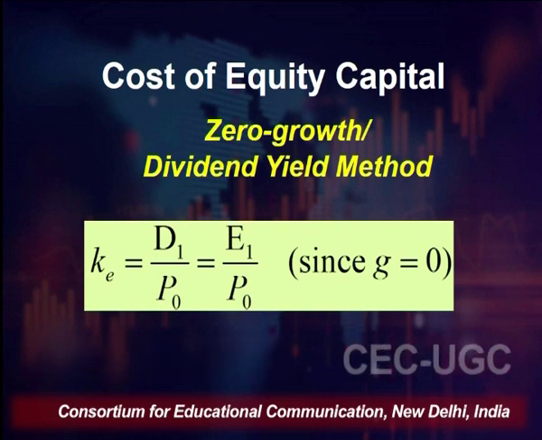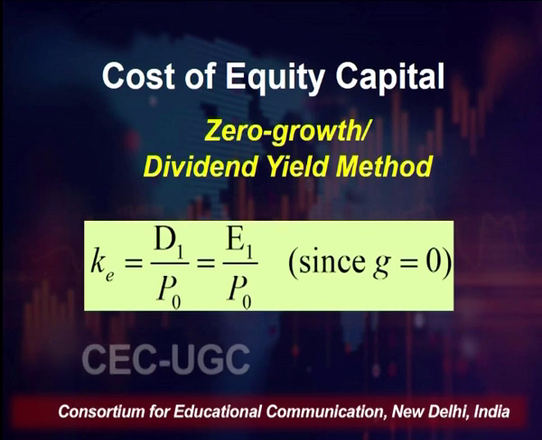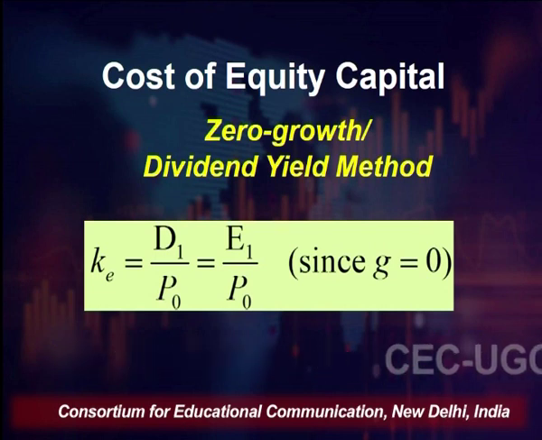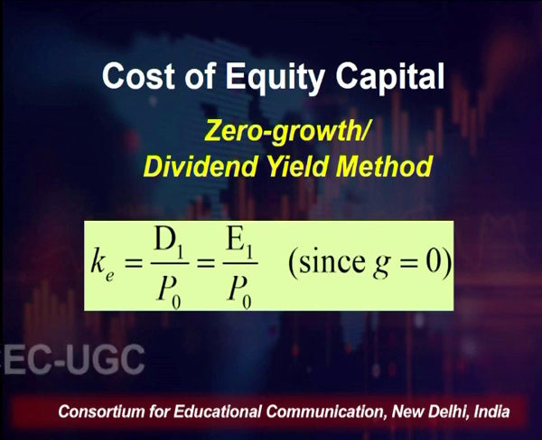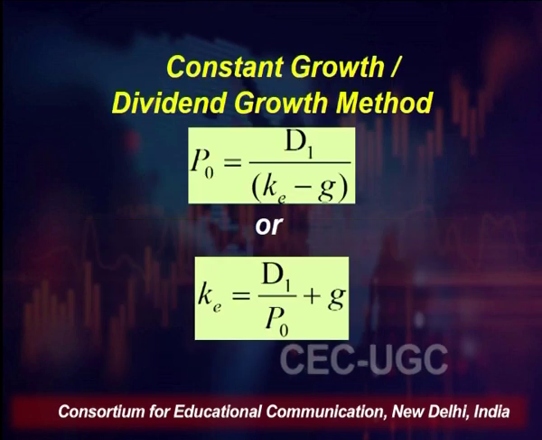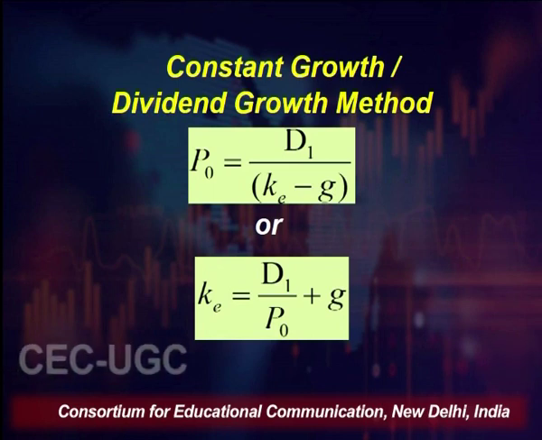Okay. Why is it D1? Because since there is no growth, the dividend at the end of first year, whatever the dividend declared at the end of first year, will remain the same forever. Okay, because there is no growth, the growth rate is 0 in this case. Okay, so this is how we calculate cost of equity in case of zero growth. Then there is another case when the growth rate is constant. We call it the dividend growth method.